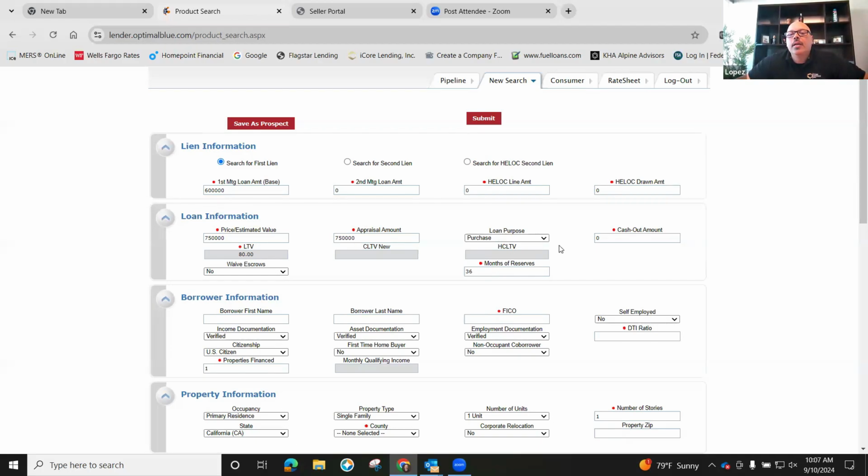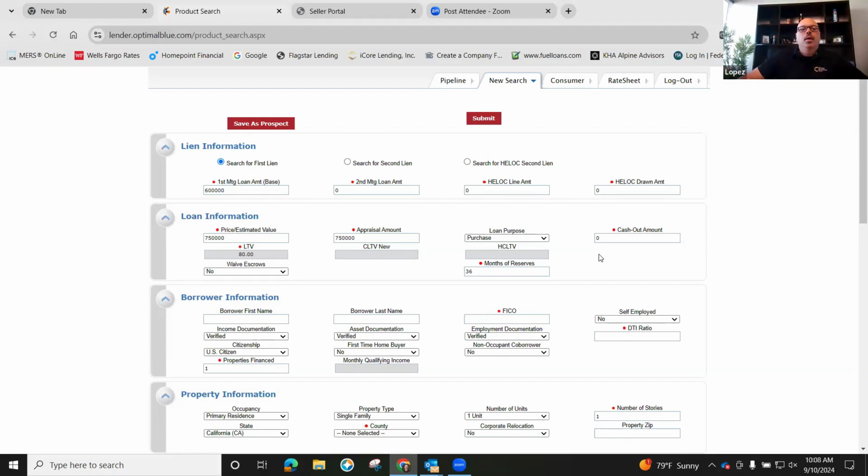It says it right here. If we were doing a refinance and we were putting cash amount, we would put that here. Now, the system is smart enough to know that if you have under a certain amount of dollars for cash out, it might not be considered a cash out loan.